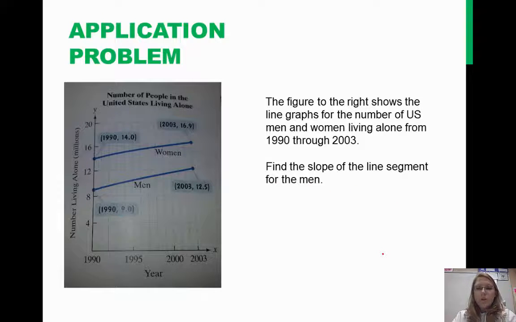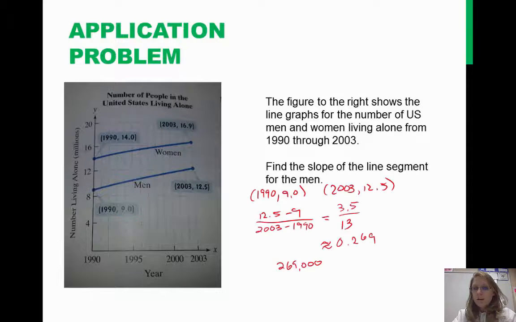So now I want you to do the same thing for the men. Check to see what the slope is, and then interpret that, and then come back and check your answer. On this one, you should have gotten a slope of 3.5 over 13, which, if I rounded it up, is 0.269. And if you multiply that by millions, you end up with an increase of 269,000 men per year that are living alone.